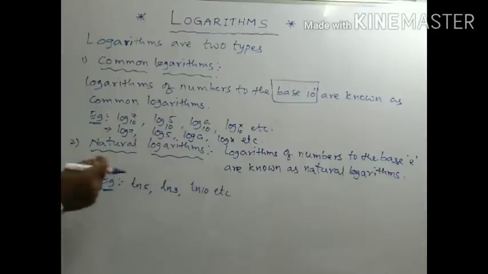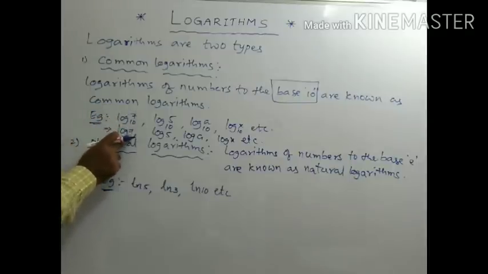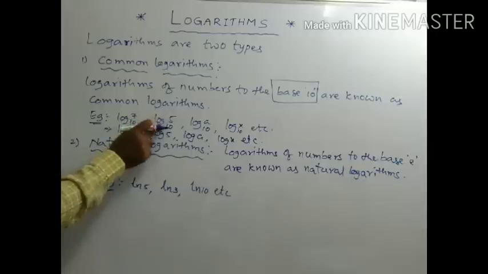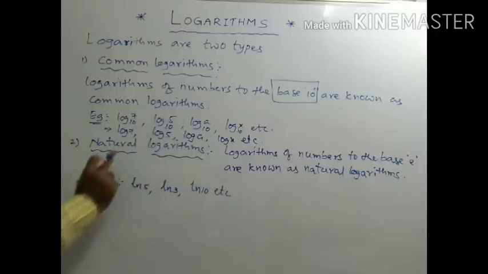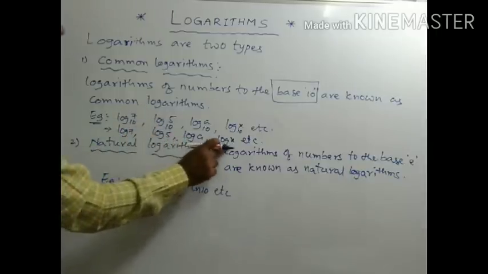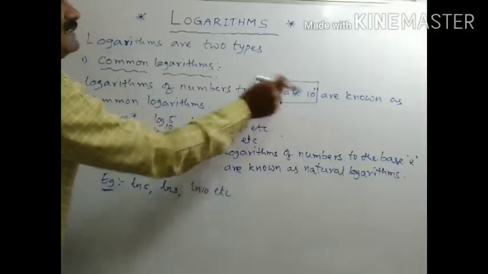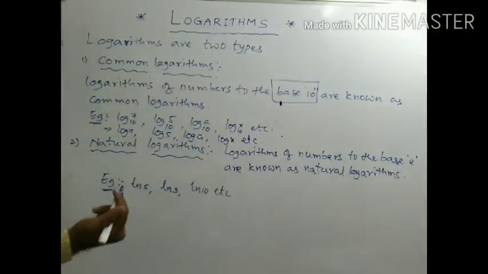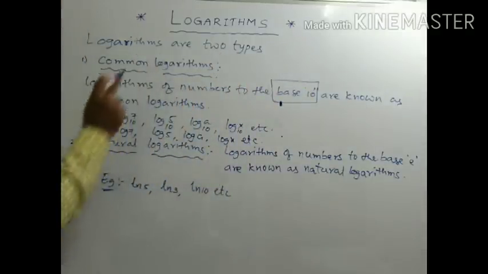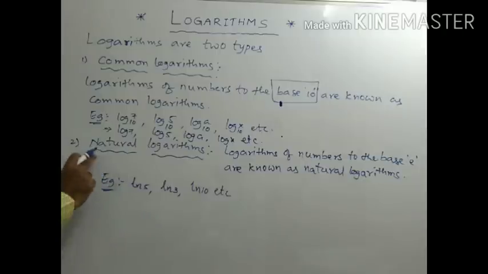It is your wish whether you mention it in the base or not. If not, no problem at all. But other than 10, whatever base you have, you must express it in the base. Right, children? So log 7 to the base 10, simply we can write as log 7, and log 5 to the base 10, simply as log 5. So if nothing is in the base, that indicates there is 10 in the base, and they are treated as common logarithms.